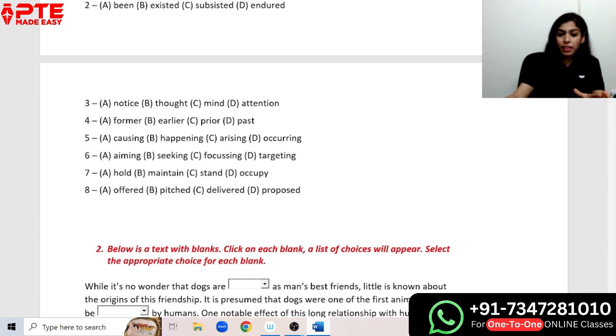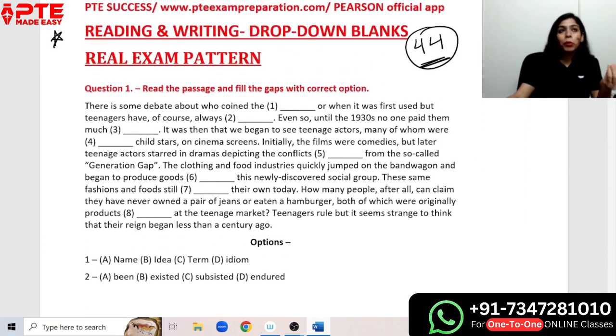Now, let us get started with the authentic one so that you get to know why the other one is not as per the exam standard. So, here we have the first question. There is some debate about who coined the dash. There is some debate about who coined the dash or when it was first used.